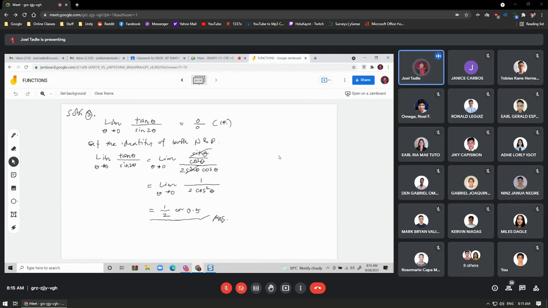Here, the identity of tangent theta is sine theta over cosine theta. Then the identity of sine 2 theta, double angle, is 2 sine theta cosine theta, as theta approaches 0. So the sine of theta cancels out. So we have the limit of 1 over 2 cosine squared of theta, since we multiply cosine theta and cosine theta. If we substitute 0 for theta, cosine of 0 is 1. So the limit therefore is 1/2 or 0.5.